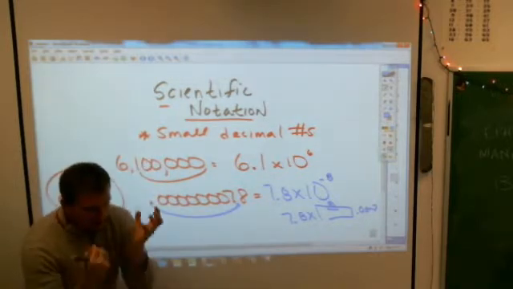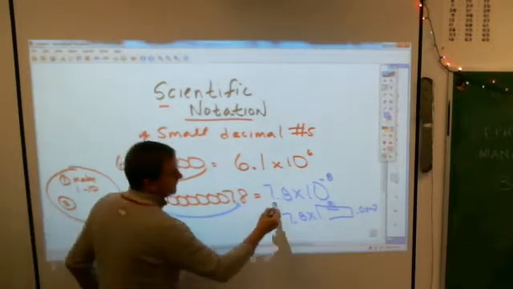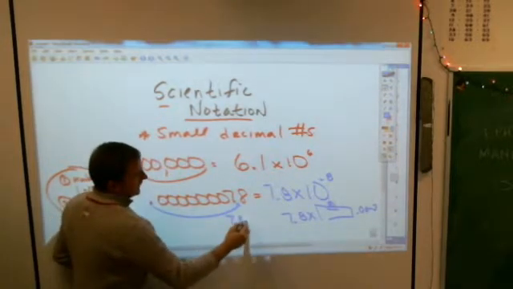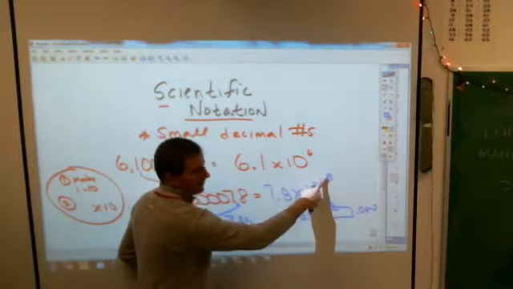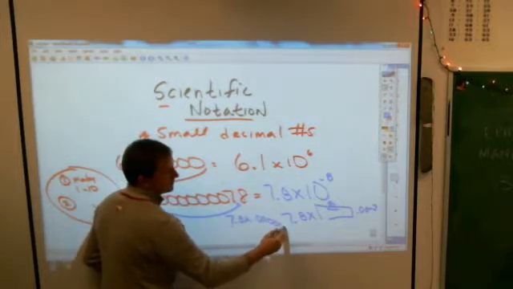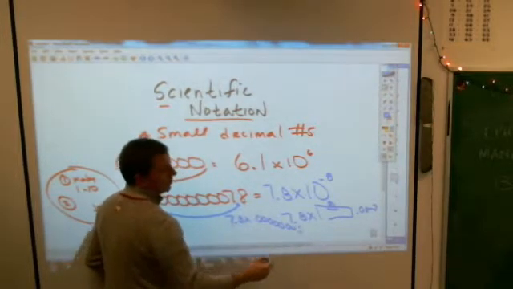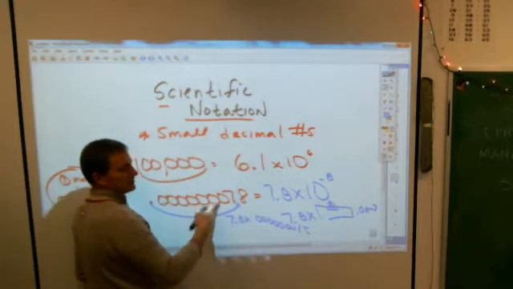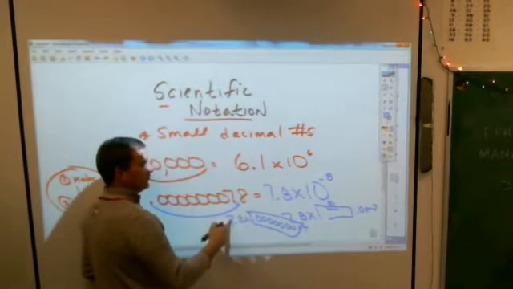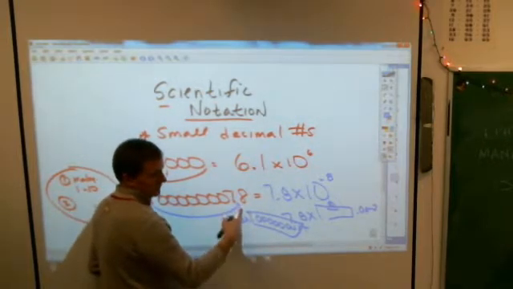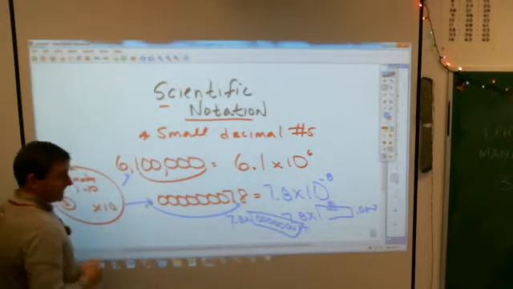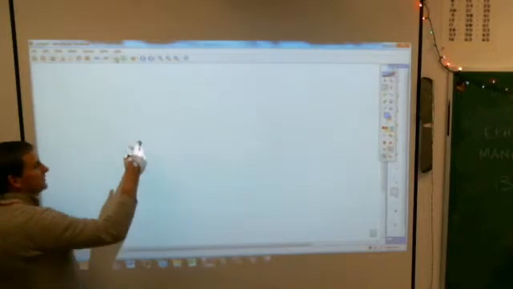And the reason that works, Amelia, is because if I were to redo this and take 7.8 and multiply it by 10 to the negative 8th power, I get back to where I started from. 10 to the negative 8th power stands for this big long decimal. Multiply by that, and I'll get back to this. So now you have scientific notation both for big numbers and for small numbers. Let's look at a couple more examples.